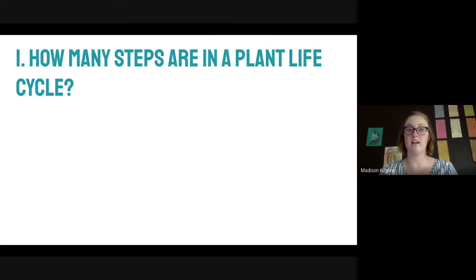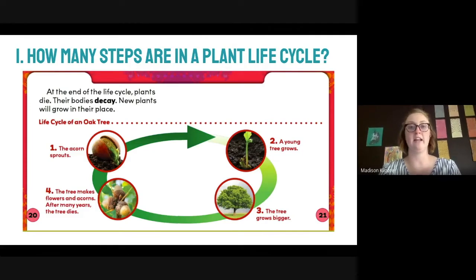If you need more time, pause the video. Otherwise, I'm going to go over the answer. So, how many steps are in a plant life cycle? I hope you were thinking about this diagram.